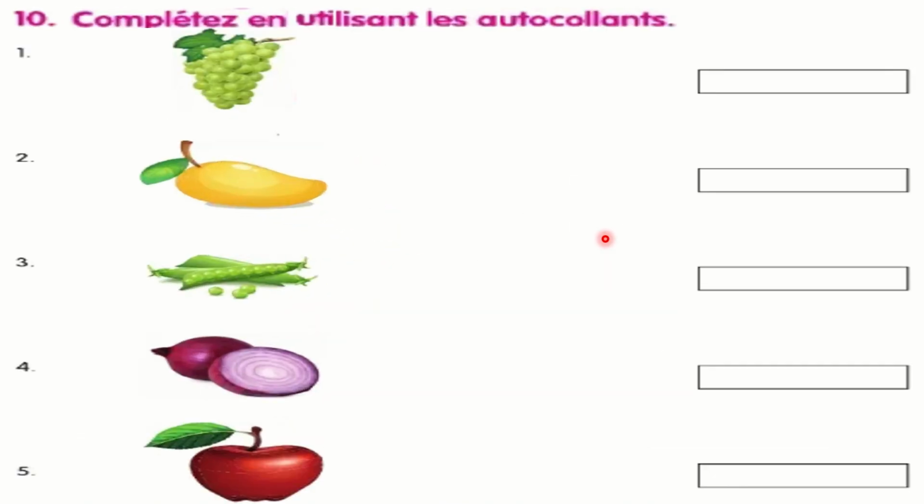Now, let us move on to question number 10, that is complétez en utilisant les autocollants. That means complete using the stickers. Well, firstly, we have a few vegetables and fruits. We need to write their names and paste the stickers. So, firstly, we have grape, which is called raisin. Next we can see a mango, which is mangue, peas are called petits pois, onion is oignon, and apple is called pomme.